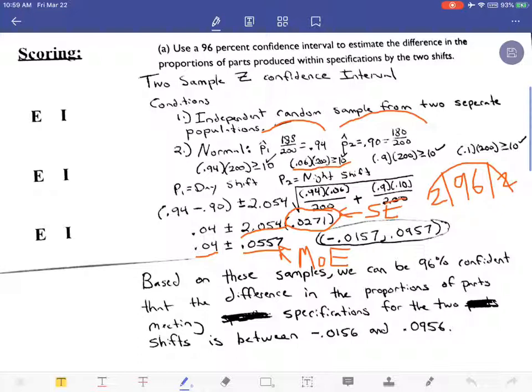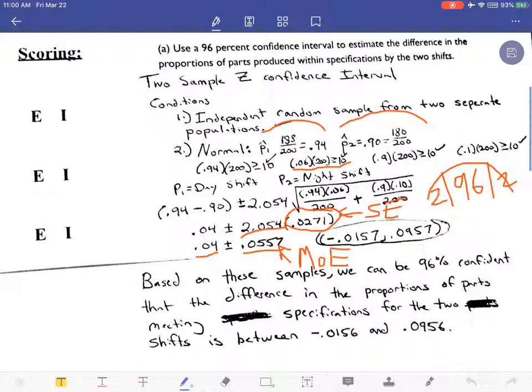So then the third part of our confidence interval is we want to make sure that we are right in our interpretation. So we say, based on these samples, we can be 96% confident that the difference in the proportion of parts, meaning specifications, for the 2 shifts is between negative 0.0156 and 0.0956. So again, we want to have a short, concise, clear, and contextual sentence as part of our interpretation.